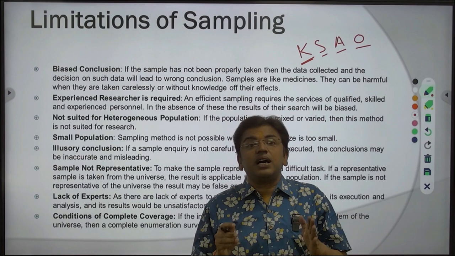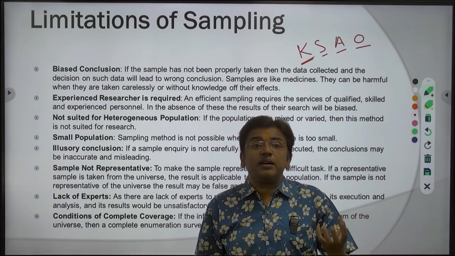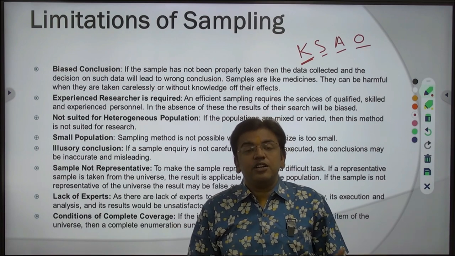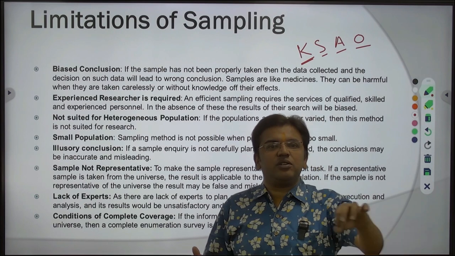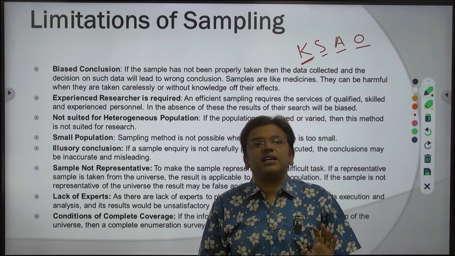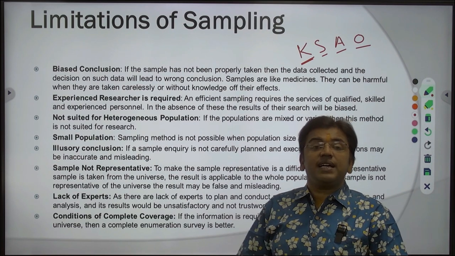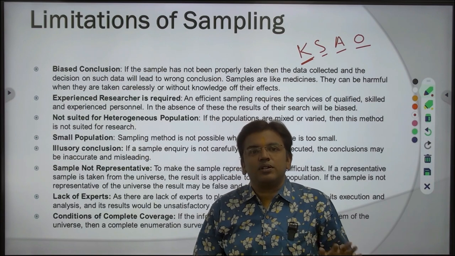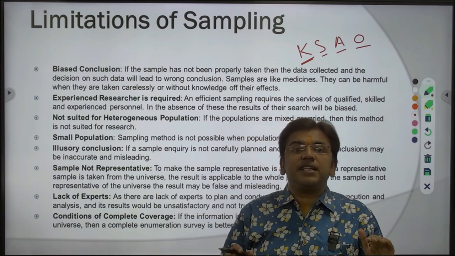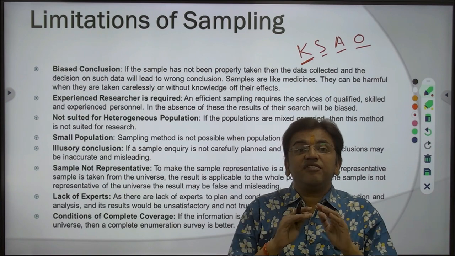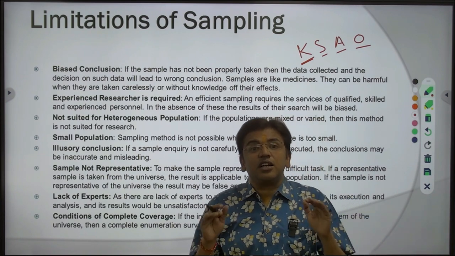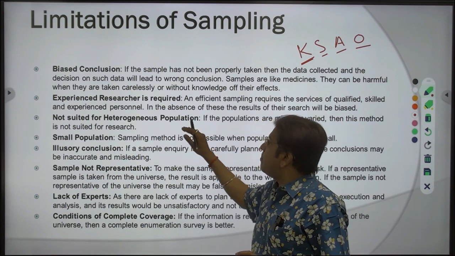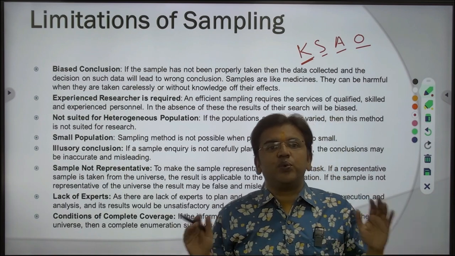If you have got a heterogeneous population, means the sample size and the population size differs. In your universe, there are different proportions of people who are living over there. So it is very difficult that if you collect a sample from a heterogeneous population, your sample will be wrong. And when your sample is wrong, your study will be wrong. Means your inferences will be wrong. The decisions, the conclusions you make are going to be wrong. So whenever you have got a heterogeneous population, sampling is not suited over there.